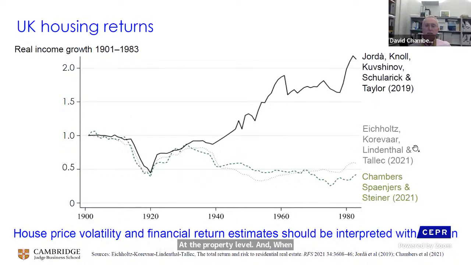When you do the latter, albeit this has only been done for 3 markets at the present time, and we could do with more studies, the suggestion is that the total returns to housing are quite a bit less than the estimates that have been put out there by Oscar Jordà and his co-authors. So that is an area of disagreement.